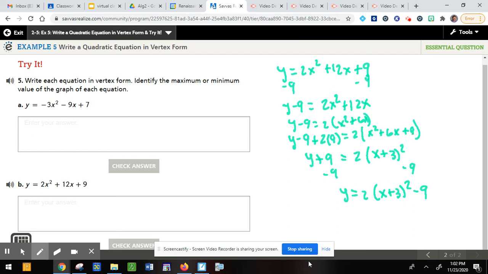That x squared plus 6x plus 9 factors into x plus 3 squared. Then you subtract 9 to both sides, and you have y is equal to 2 times x plus 3 squared minus 9. So that's your equation in vertex form. So the vertex is negative 3, negative 9. This one opens up, so this one's going to have a minimum at negative 9, right?